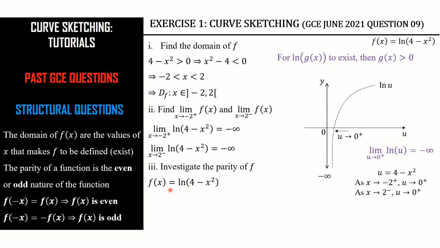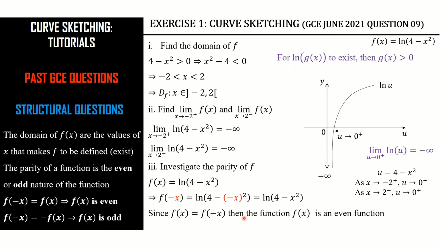So we have been given our f of x as ln of 4 minus x squared. Now what is f of negative x? It is simply replacing x with negative x. But doing that, when you square it, you still get positive x squared. So our f of negative x is still ln of 4 minus x squared. Now since f of x is equal to f of negative x, as you have seen, then f of x is even, since for f of x to be even, f of negative x must be equal to f of x.